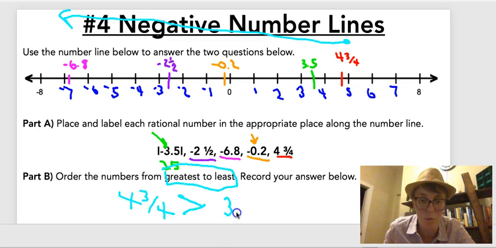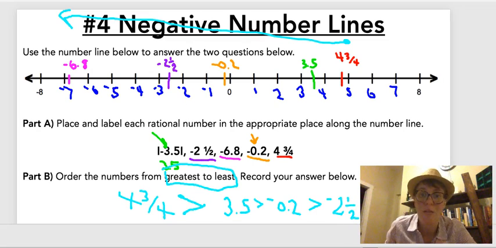I'm literally just going in order since I just did all that hard work, which is greater than negative 0.2. That should make sense because a positive number will always be greater than a negative number, which is greater than negative 2.5. And now we're going to have our most left or our least number. Most left means it's furthest in negative land, so that's going to be greater than negative 6.8. If I check, I can see that I went from the right to the left. 4 3/4 is here. The leftmost number, negative 6.8, is over here.